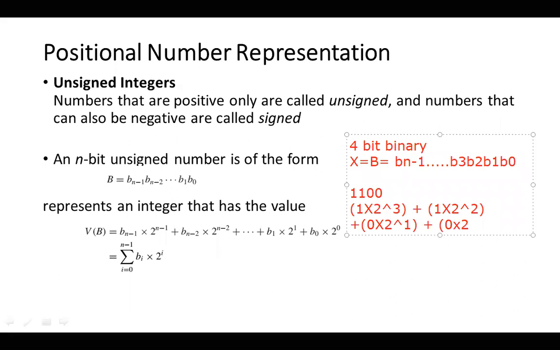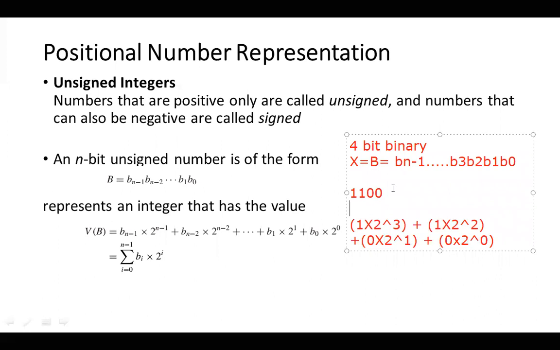This is the positional number system. Now in this number system, 2 to the power of 3, 2 to the power of 2, 2 to the power of 1, 2 to the power of 0 represent the weights, the bit position weights. So what is the weight the first bit has? It is 2 to the power of 3. 2 2s are 4, 2 3s are 8. This has a weightage of 8.